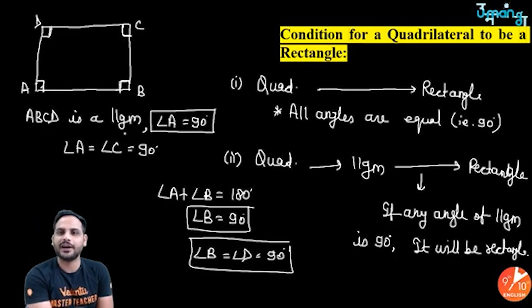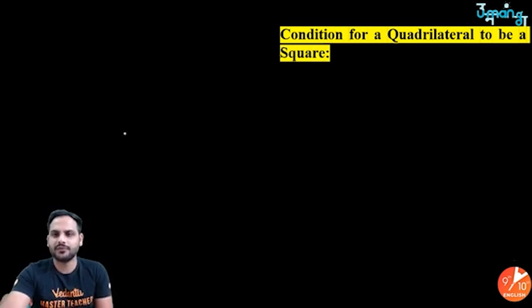So parallelogram to rectangle, if you have to prove a parallelogram to be a rectangle, what you will do? You will prove any one angle of that parallelogram to be 90 degree. Mostly these are the conditions which we will be using. Next part, see, for a square.